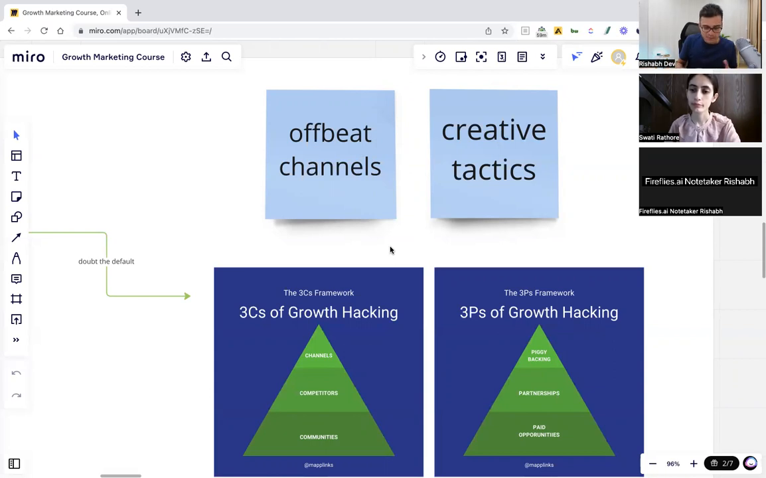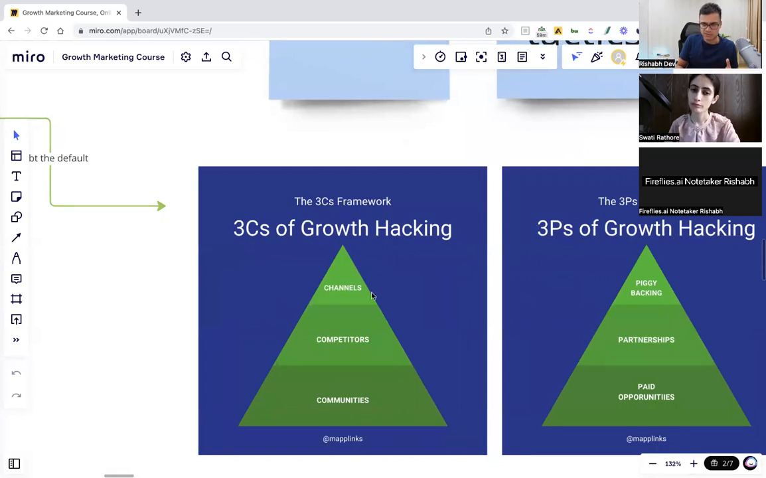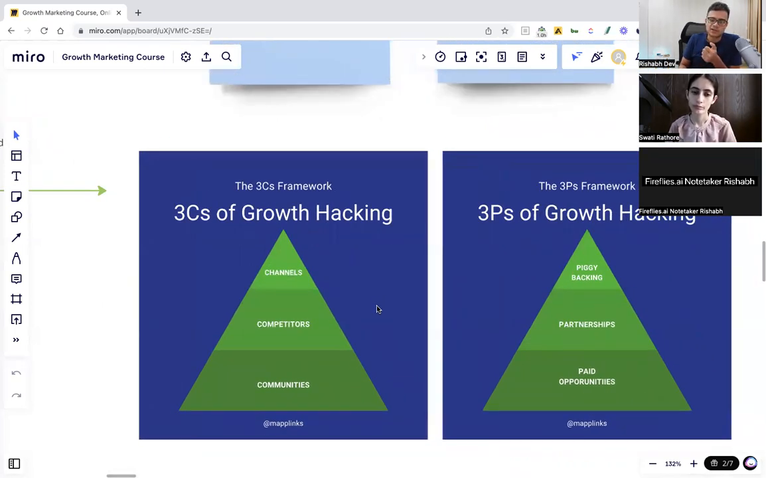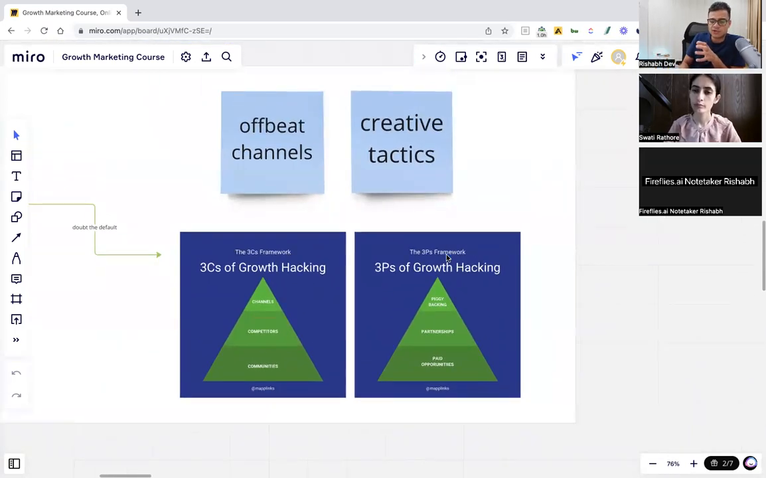And then there are so many channels, including your competitors, different communities that you can be part of, that you can target. And this is something I will discuss later, but these are the 3 C's of growth hacking, or 3 C's of growth marketing. And what you can do is you can either explore paid opportunities, you can even partner with these channels, and you can just piggyback off of these channels. And those are the 3 P's of growth. We'll discuss those in detail, but those are more well-defined tools of leveraging offbeat channels and creative tactics.